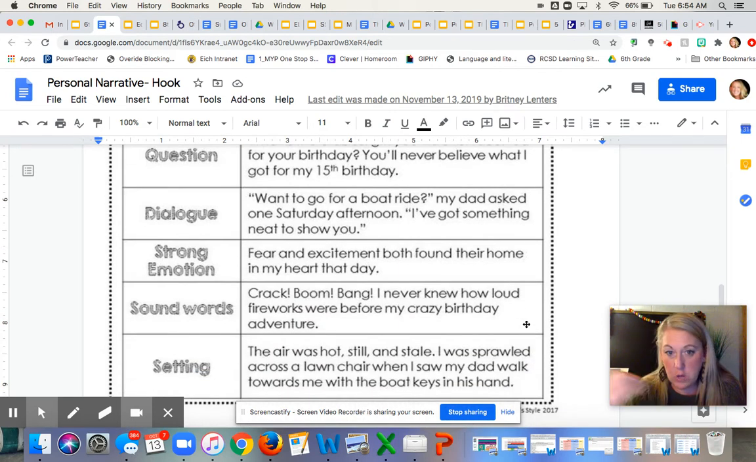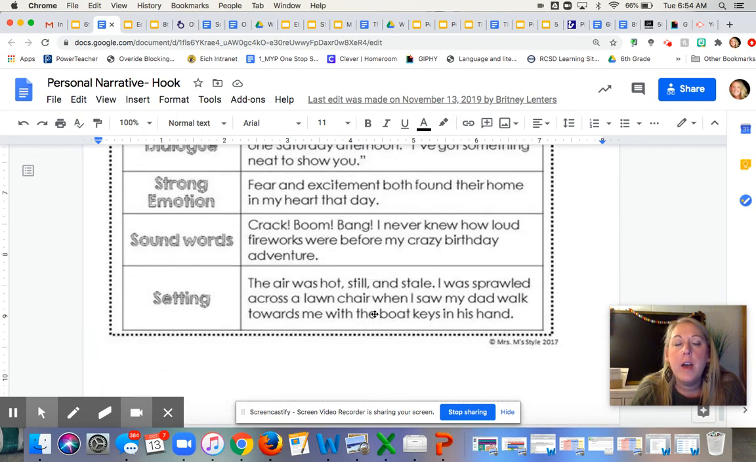Strong emotion. You want people to understand or to want to know why someone is feeling this way. "Fear and excitement both found their home in my heart that day." Sound words. And as you may know, the figurative language appropriate word for sound words is, oh my gosh, I just spaced on it.